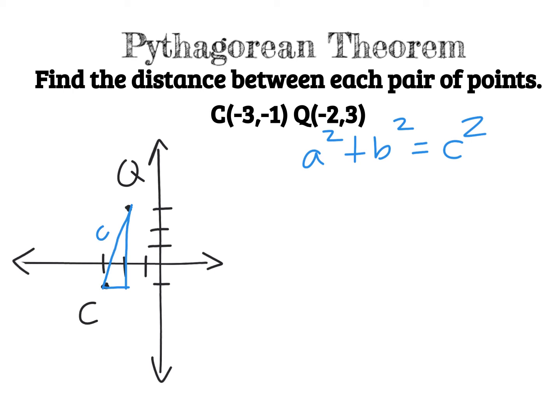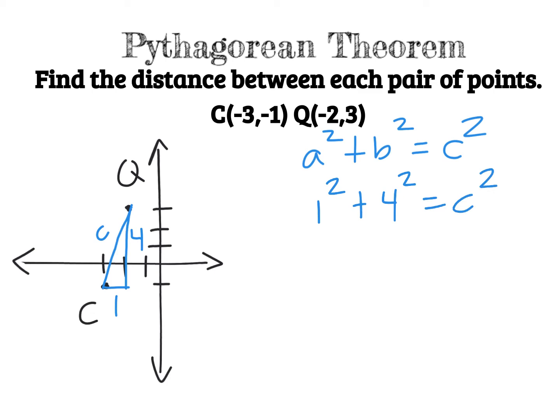So if I count horizontally, here I only have one space. And if I count vertically, I have 1, 2, 3, 4 spaces. The good thing about using Pythagorean theorem is that I don't have to worry about dealing with negatives. I don't have to remember the rules of subtracting or adding negatives or any of that stuff. I just have to count. Count one space, count 4 spaces, and then plug them in for your A and B. So for A, we get 1 squared. For B, you get 4 squared equals c squared.